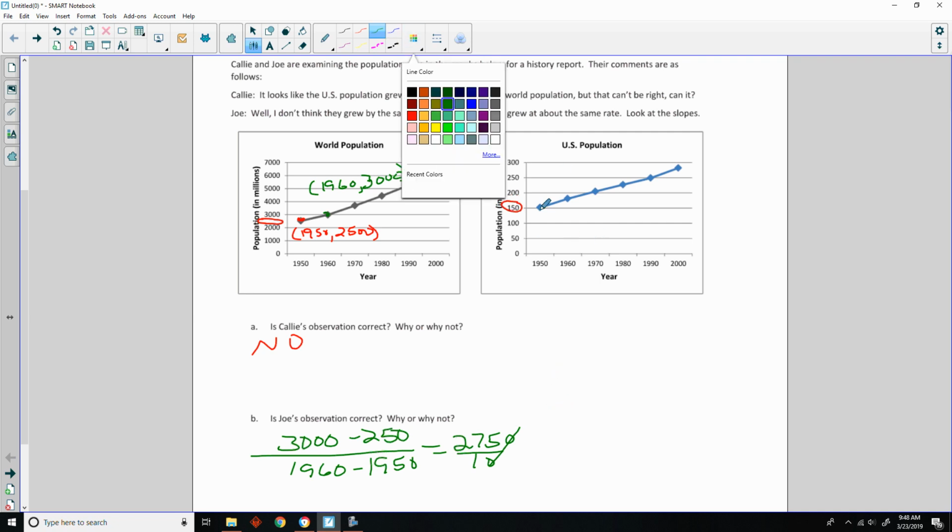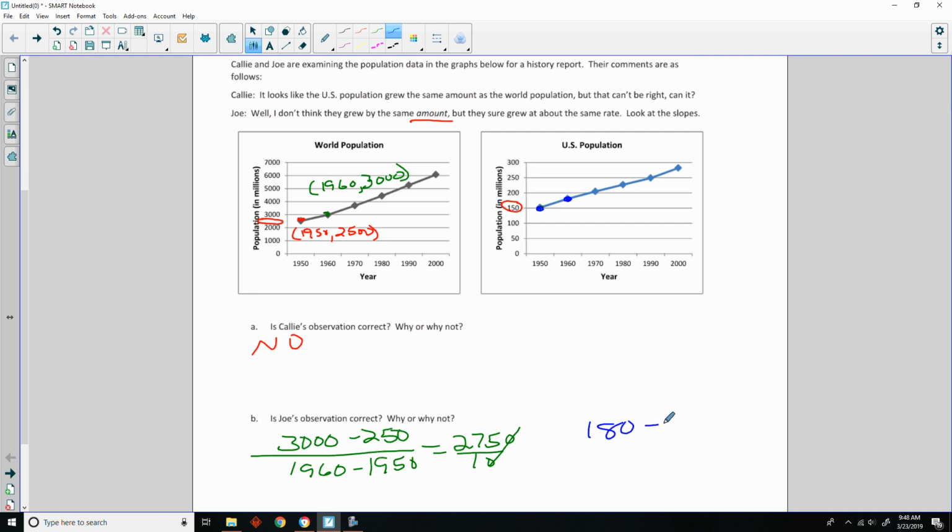If I do the same over here, then this is the point. So I'm not going to write the points this time. It is 150. And then the next point, 1960, looks like it's about 180. So if I take 180 minus 150, the y's difference, and then take the x difference of 1960 minus 1950, then I get 30 over 10, or 3. So the slope of the U.S. was 3, or the rate of change was 3 million, and the rate of change of the world population was 275 million. So they did not grow at the same rate. Rate of change is your slope.